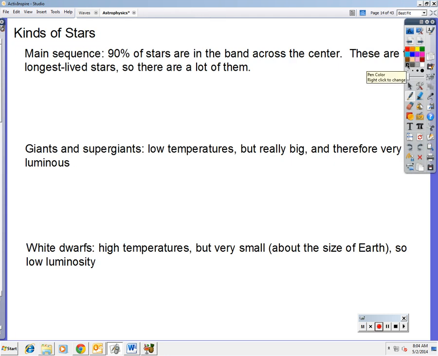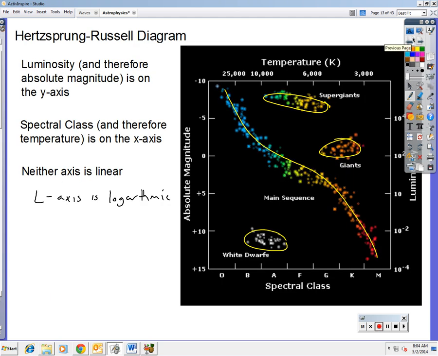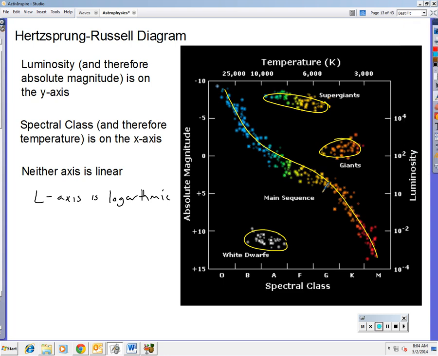The main sequence is 90% of the stars. Longest lived stars, there are a lot of them. Typically, we said that earlier that these stars have lifetimes on the order of millions of years on the high end to trillions of years on the low end.